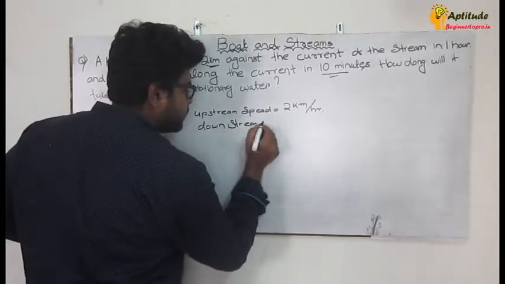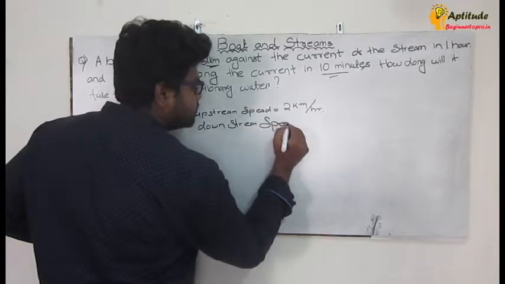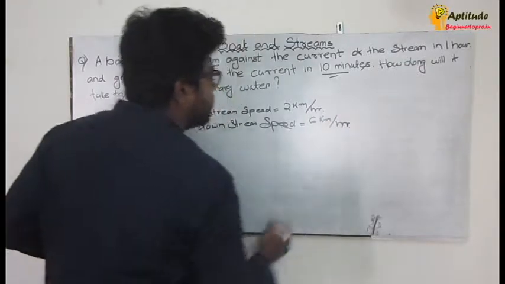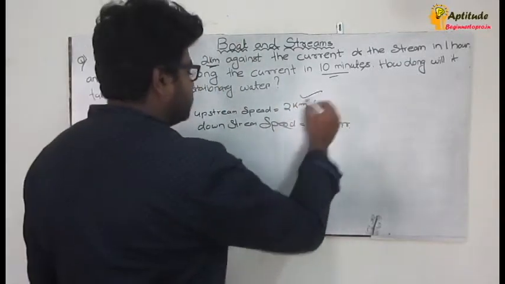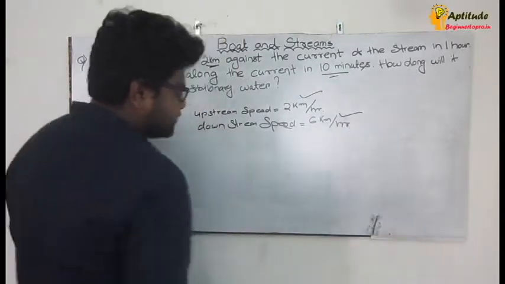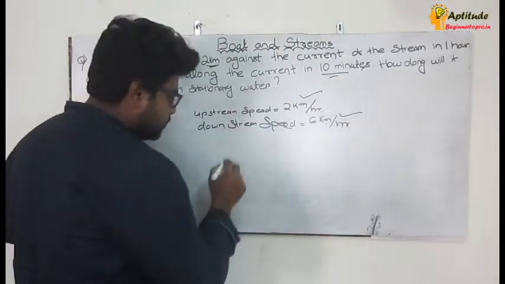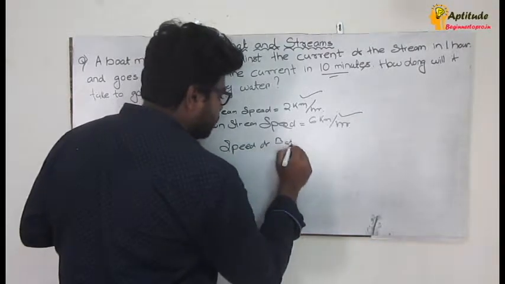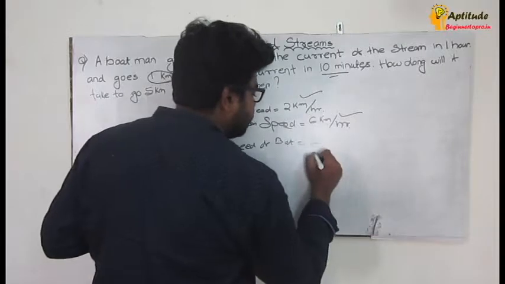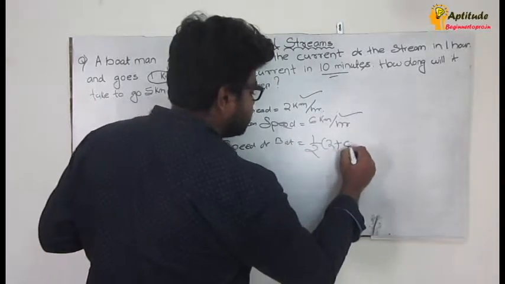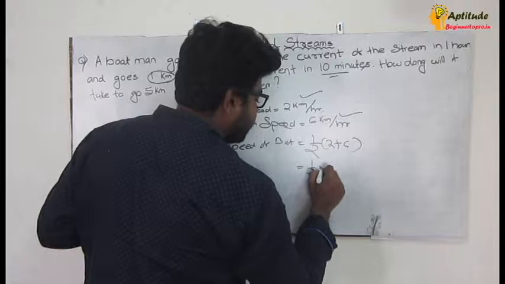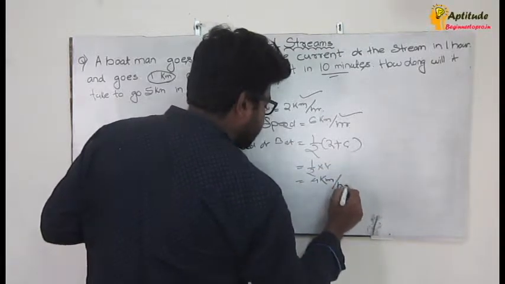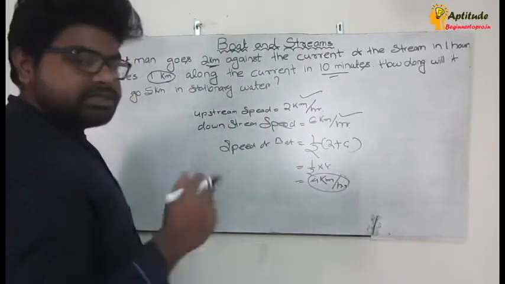Downstream speed is equal to 6 kilometers per hour. We have our upstream and we have our downstream speed. From there we can calculate the speed of the boat. So speed of boat is equal to half whole into 2 plus 6. That is equal to half into 8. That is equal to 4 kilometers per hour. We get the speed of the boat in still water.